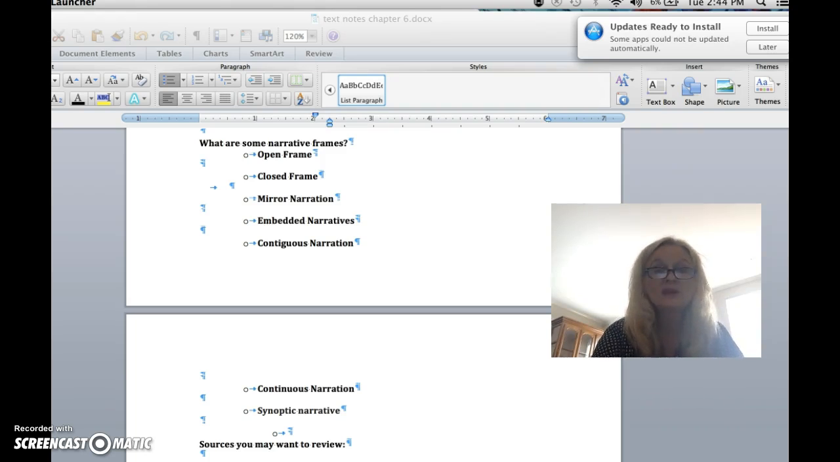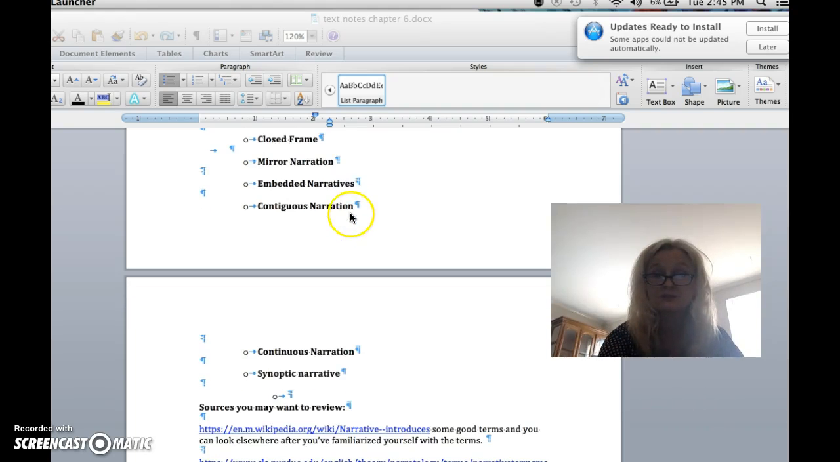All right, so we have open frame, we talked about, and then closed frame. We did that one. The next one is a mirror narration. In this architecture, events in one half of the novel are mirrored by events in the second half. In biblical studies, we call this typology. It is not the same as a motif or theme, but the actual events are mirrored. The Stranger is a good example.